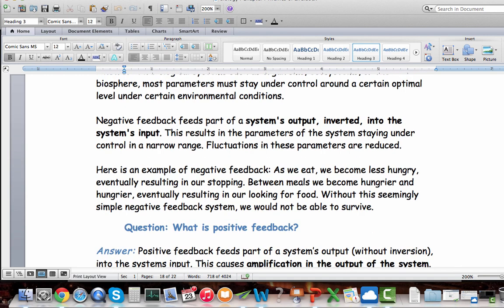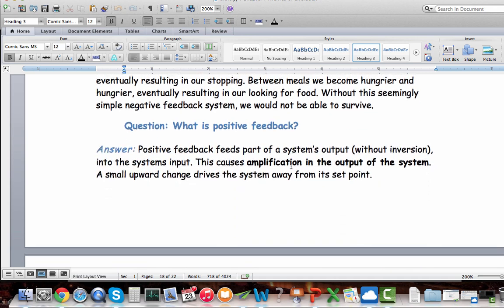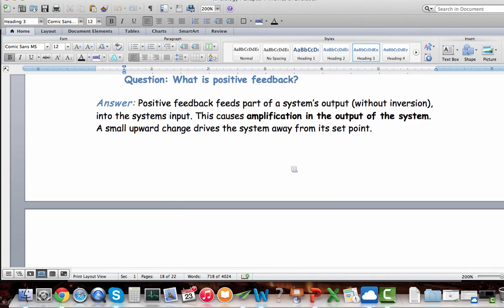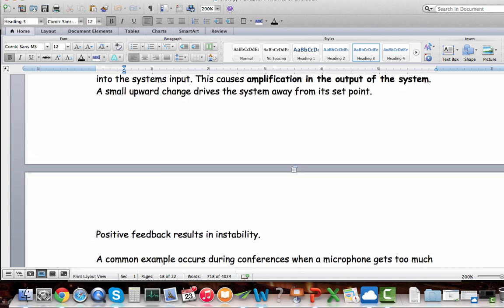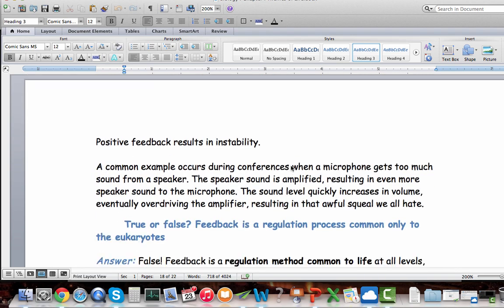Question: what is positive feedback? Answer: positive feedback feeds part of a system's output without any inversion into the system's input. This causes amplification in the output of the system. A small upward change drives the system away from its set point. Positive feedback results in instability.